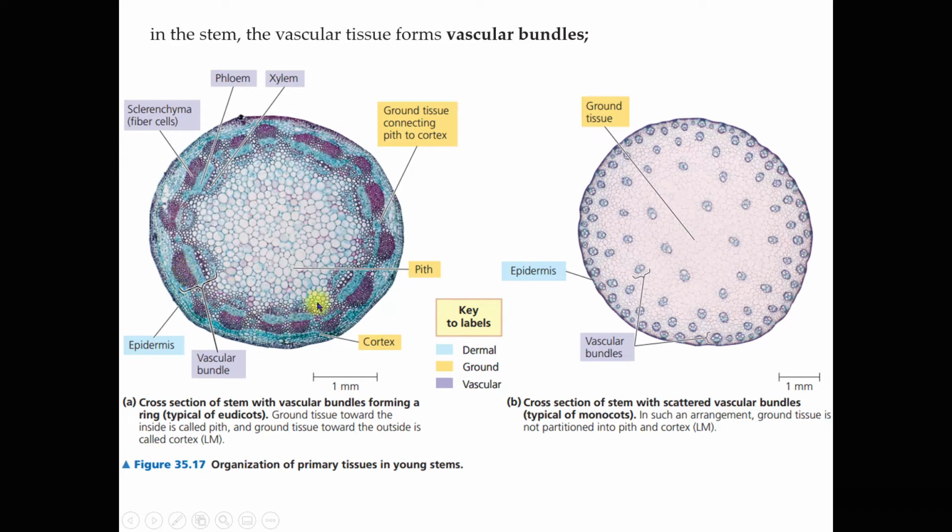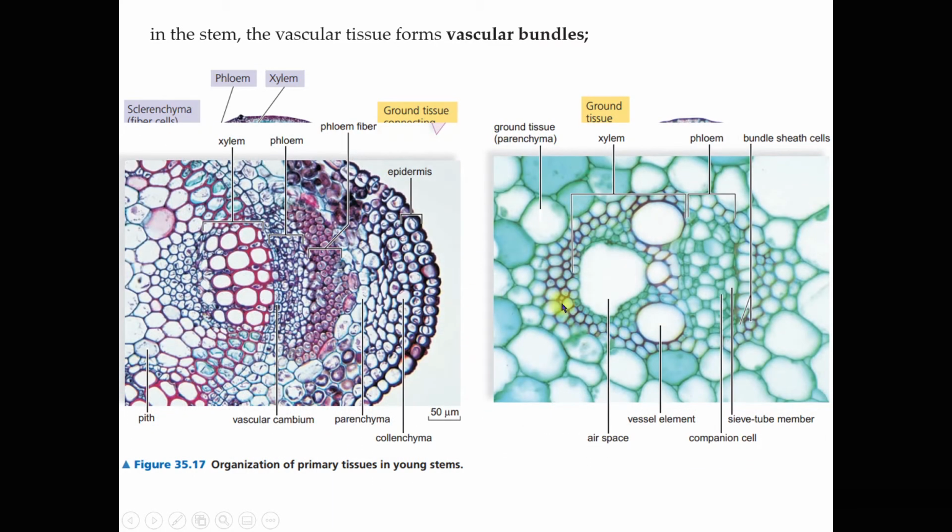Okay, so now you can see the structure. This is the vascular bundle in a eudicot stem, right? You can see this is xylem and this is the phloem. Now close up, the vascular bundle in monocot, so this is the xylem part, and this is the phloem part that forms the vascular bundle, right? Phloem, xylem. So this is how they look, except this one, this is an air space.